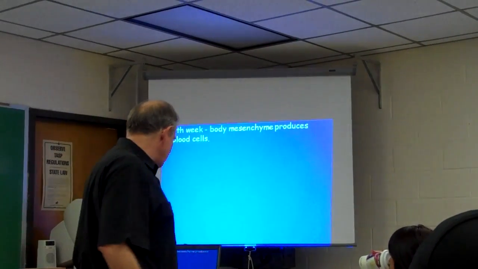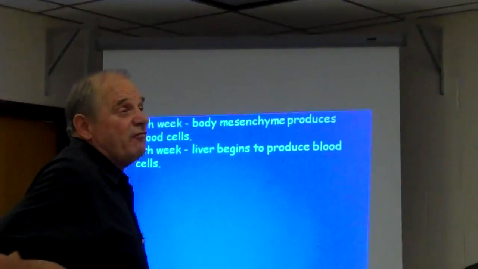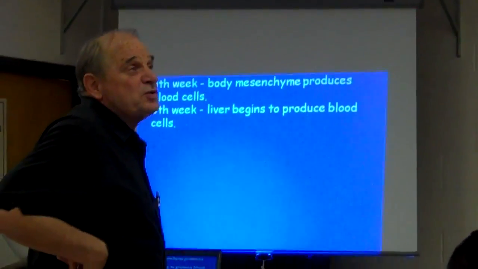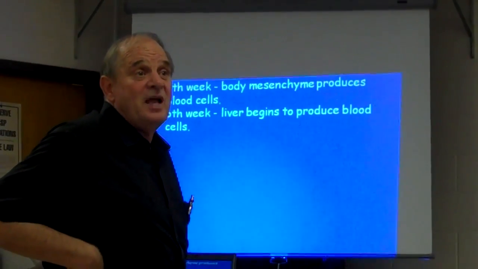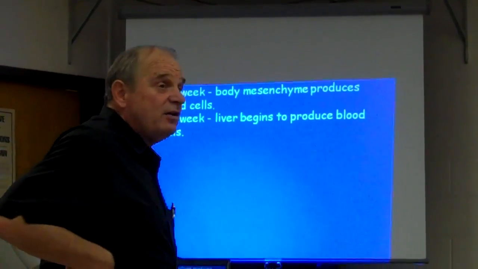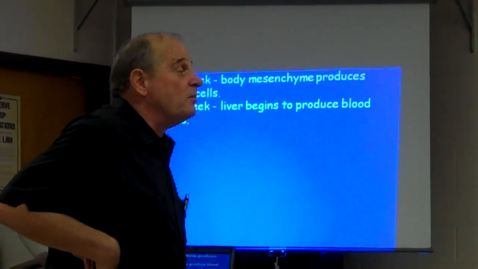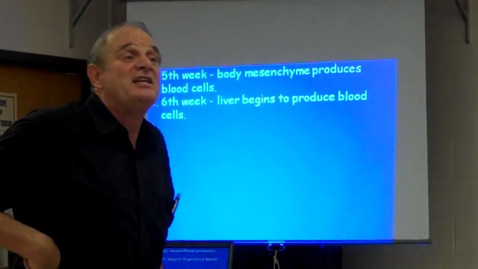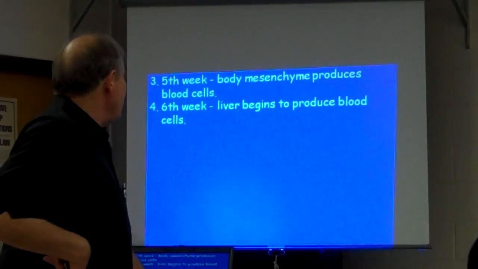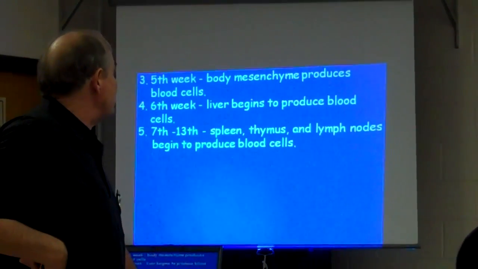Now, notice this. I just wanted to show you. It's kind of interesting. When you and I were developing, by the 6th week, the liver. Now the liver does not produce blood in us. But in that little developing embryo, it's still in the embryonic stage. What is the embryonic stage? From the time of conception through the 8th week. Y'all remember that? Then, by the 6th week, the liver begins to produce blood cells. 7th through the 13th, the spleen.